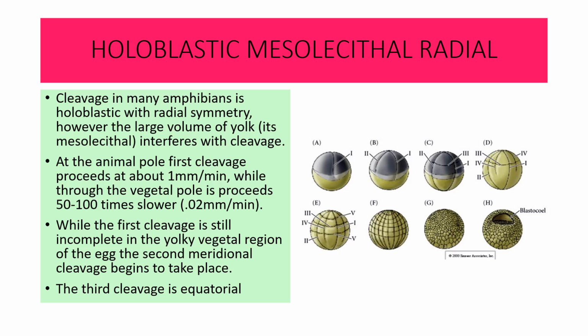So normally what we can say is that the speed of cleavage is variable. In the animal pole, the cleavage proceeds at 1 mm per minute, while in the vegetal pole, because yolk is present, it proceeds 50 to 100 times slower. As a result, it takes time to complete its cleavage. Here the cells are larger, here the cells are smaller. So in this way the holoblastic radial cleavage occurs in the mesolecithal eggs.